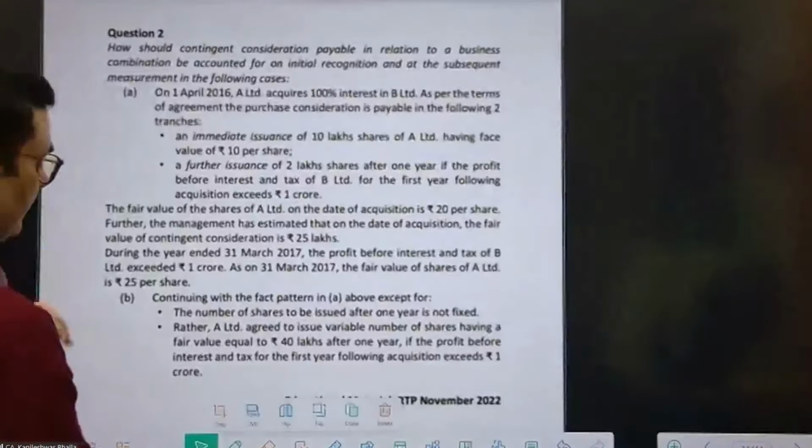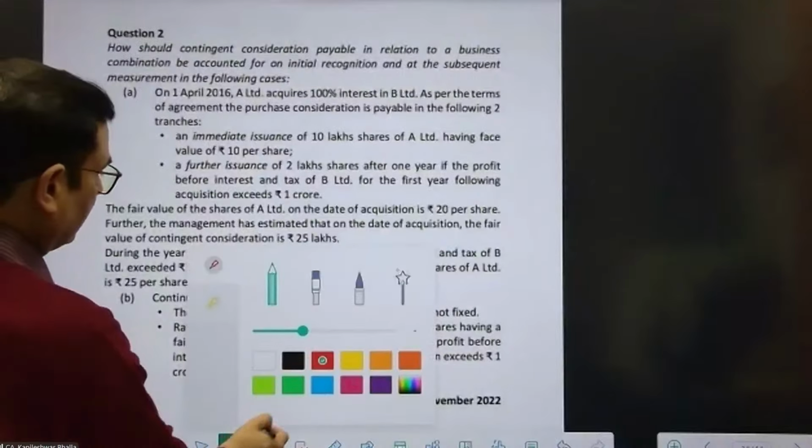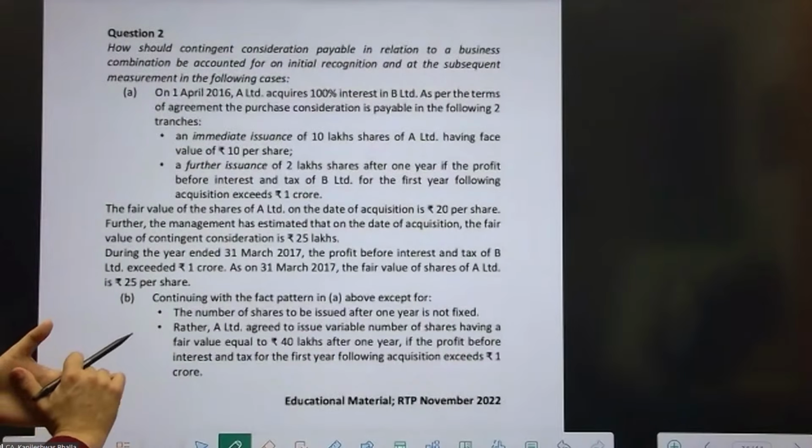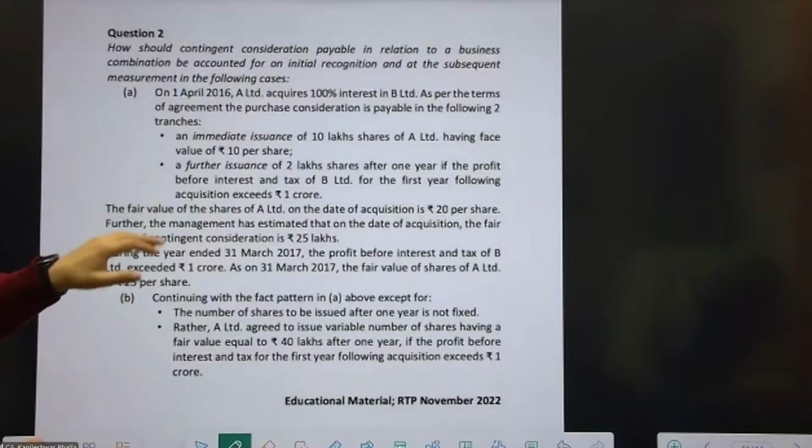Okay, sir. You're welcome. So now let's go to question number 2, which is RTP. It's also in the education material. This is based on the concept of a contingent consideration.